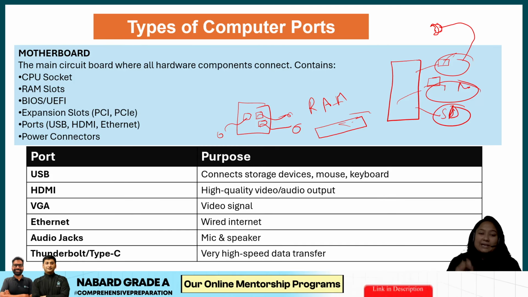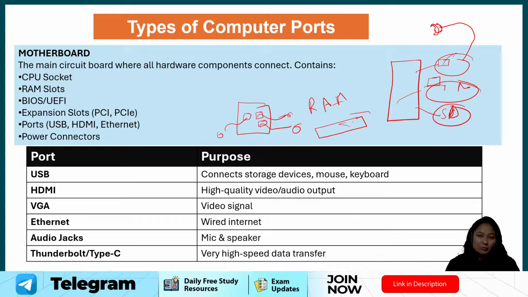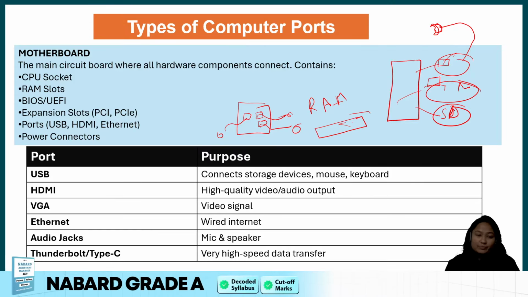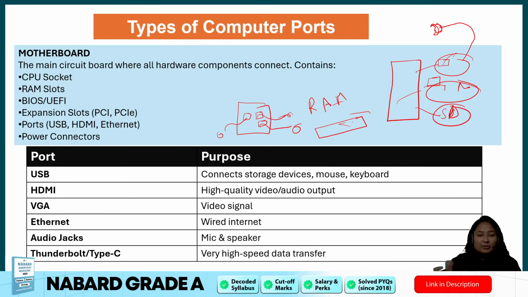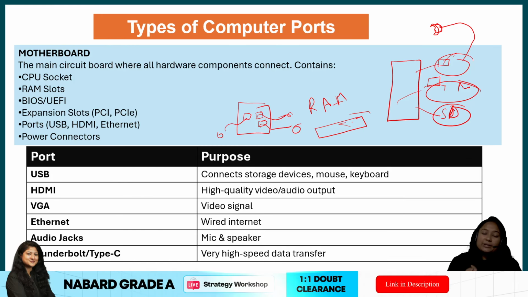Then we have HDMI port. HDMI port is basically for high quality video and audio output. The M in the full form stands for multimedia, because it connects multimedia devices to it. Then we have VGA. VGA is basically for the video signal. It stands for video graphics array, so it is for the video signal. Then we have the Ethernet. This is basically to connect to the internet. Net, you can understand this Ethernet.